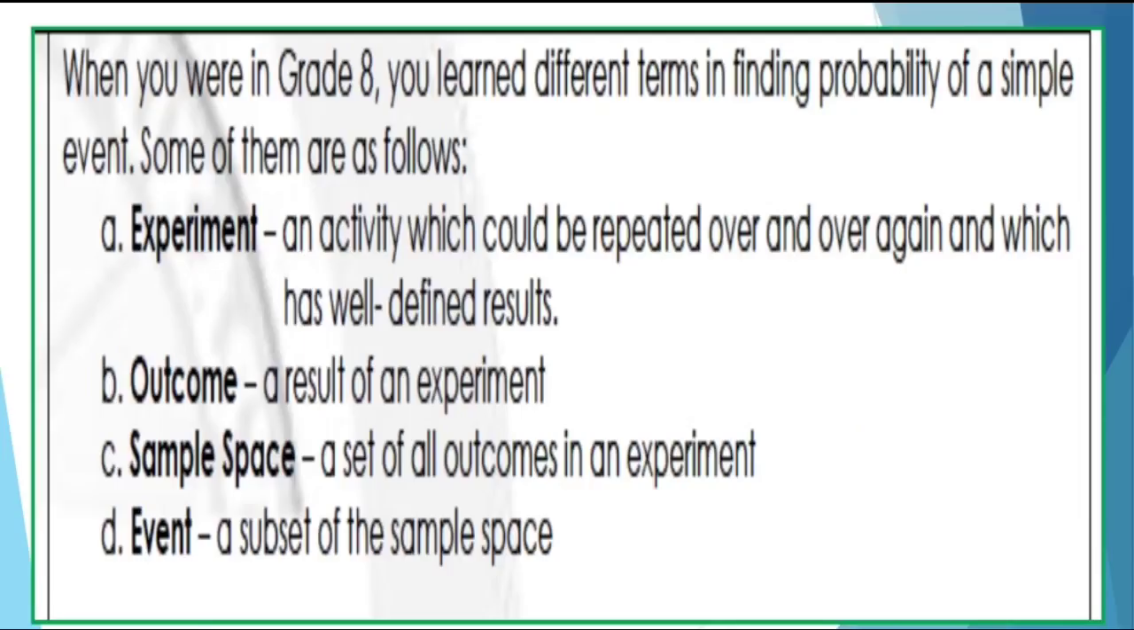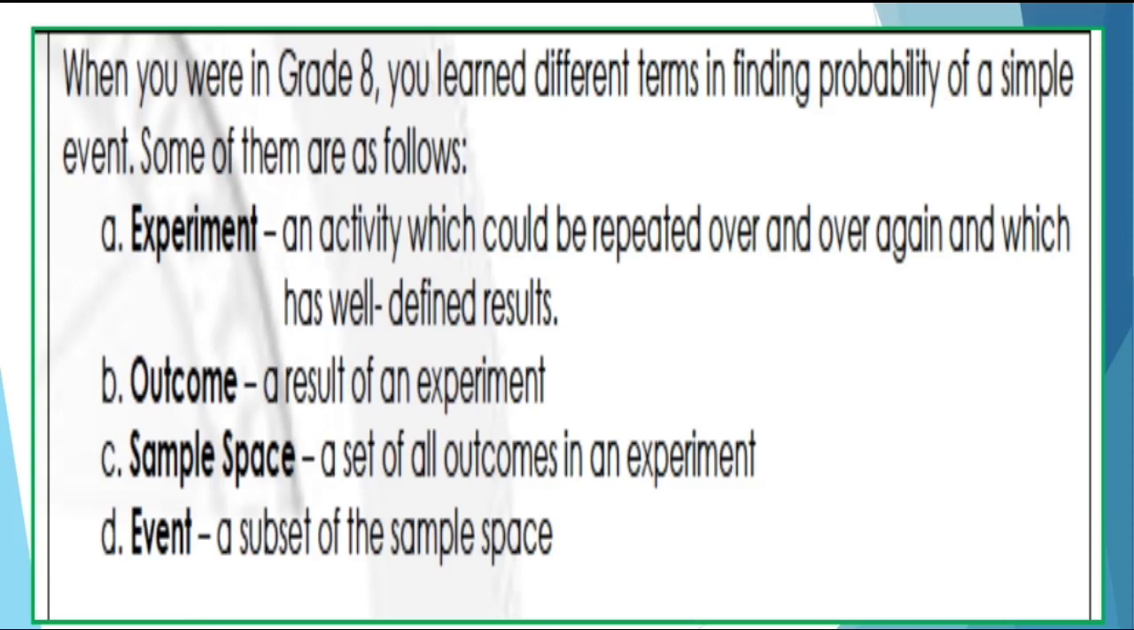When you were in grade 8, you learned different terms in finding the probability of a simple event. Some of them are as follows. A. Experiment is an activity which can be repeated over and over again and has a well-defined result. B. Outcome is a result of an experiment. C. Sample space is the set of all outcomes in an experiment, and D. A subset of a sample space is an event. Now that you remember all of these, we will use them in our next example.